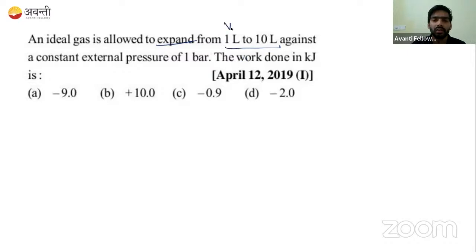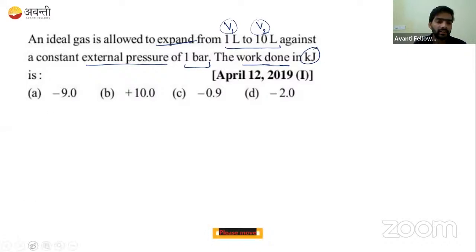That means this becomes our V1 and this becomes V2, or we can call them the initial volume and the final volume, against a constant external pressure of 1 bar. Here it is asking for the work done in kilojoule. Do you remember the formula, how we can calculate the work done? It is very easy. Let's solve.